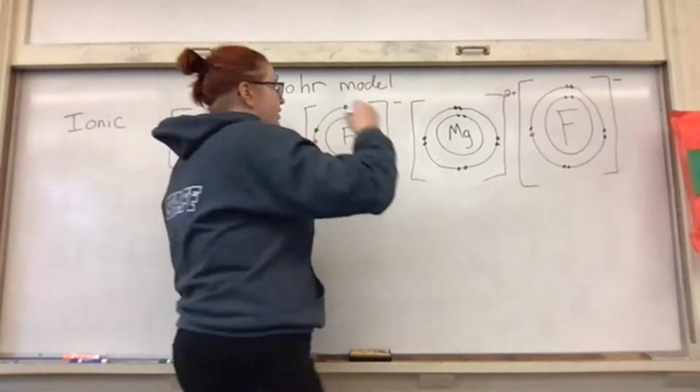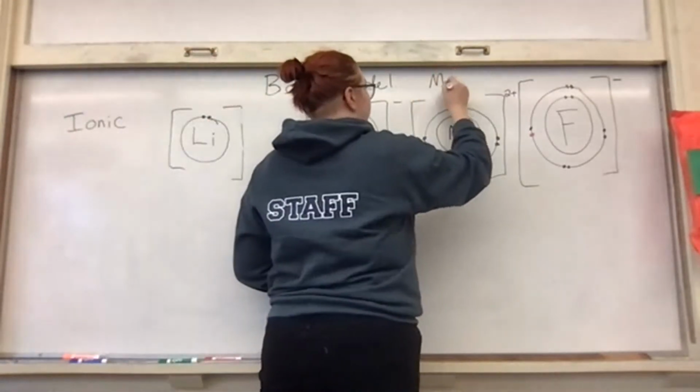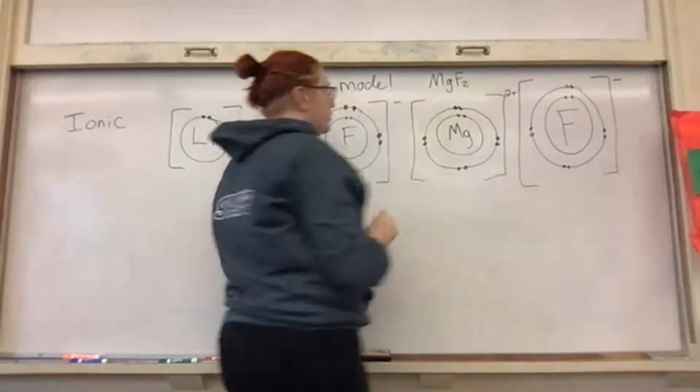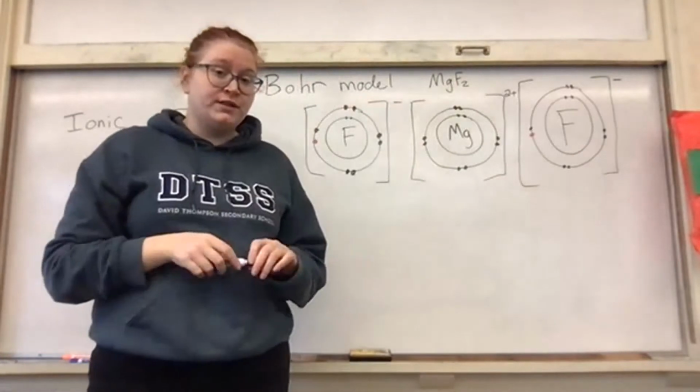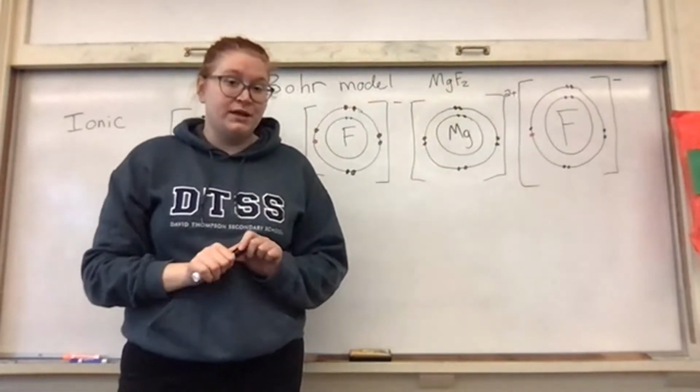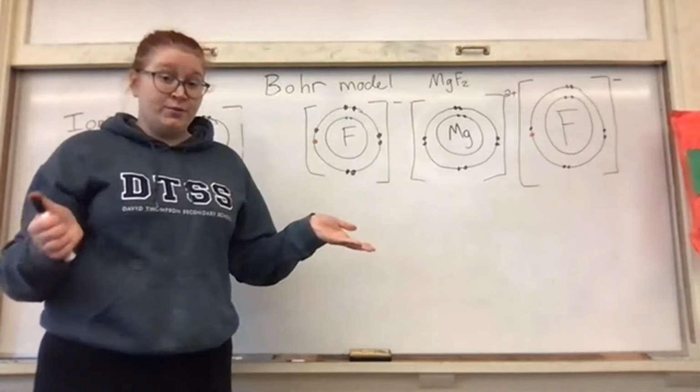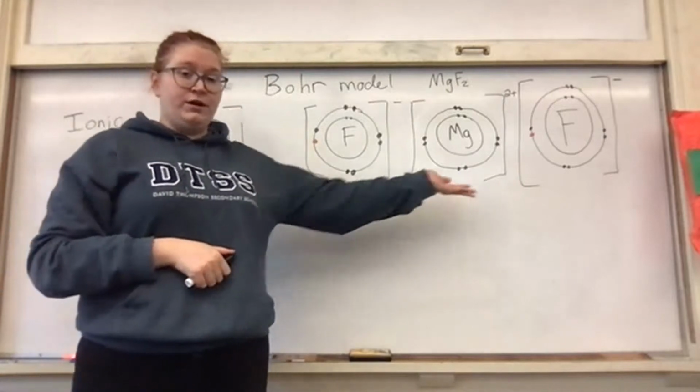You would write the formula as MgF2 because you needed 2 fluorines to balance out the electrons from that magnesium. So that's an ionic compound, a Bohr model of an ionic compound.